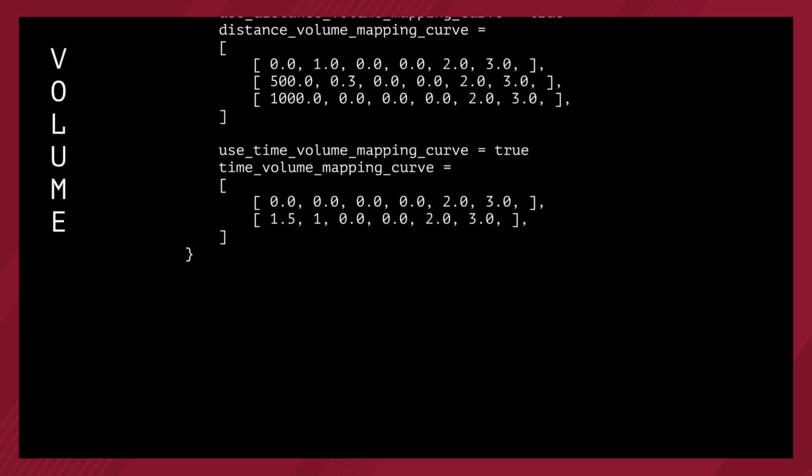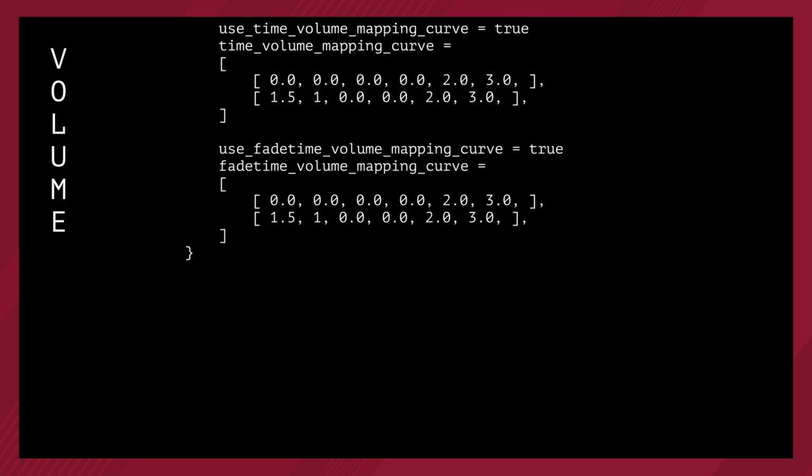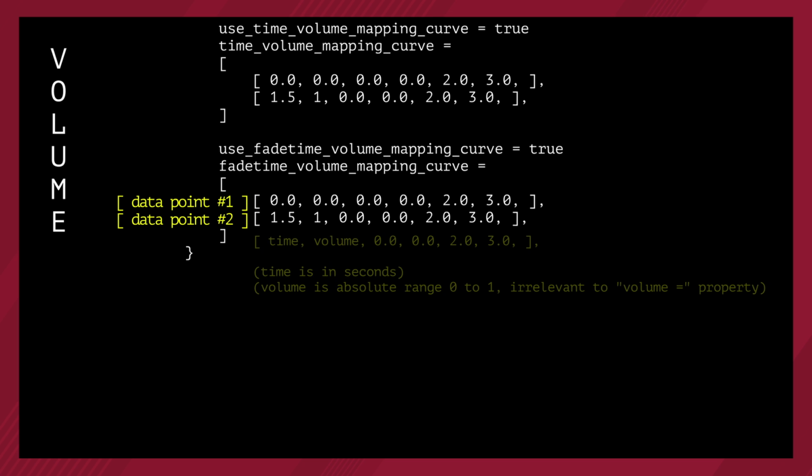These next two properties function as a fade out curve called fade time volume mapping curve and use fade time volume mapping curve. And the data points are just like the fade in. We have time, volume, 0, 0, 2, 3.